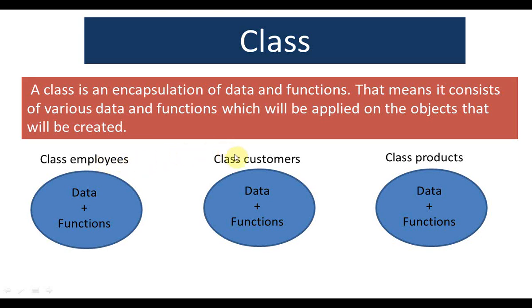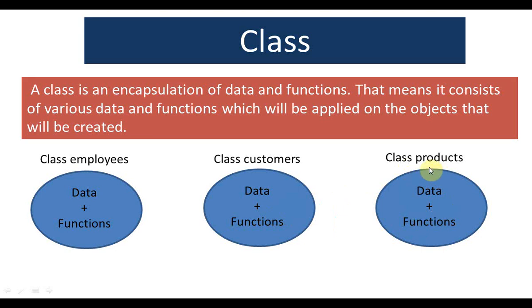So there is the next example, class customers. Now this class customers would be having data and functions exclusively related with customers. In data, we can have customer code, customer name, customer balance amount, customer date of purchase, etc. And there can be functions, like a function to calculate the billing amount of the customer, to print the report of all the customers, etc.